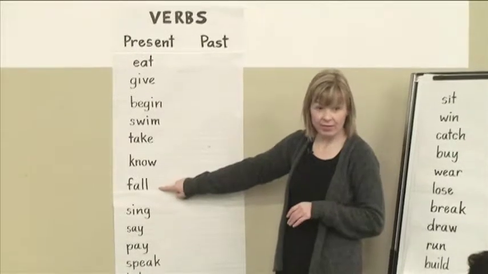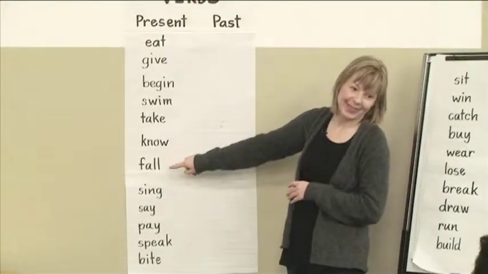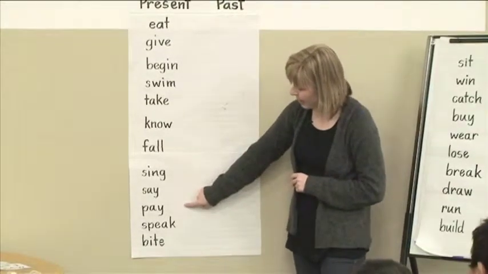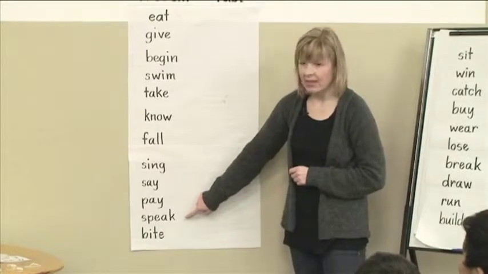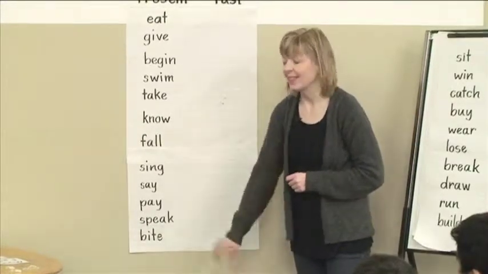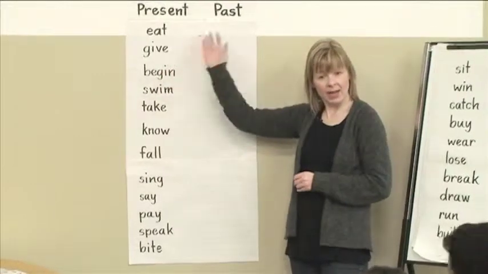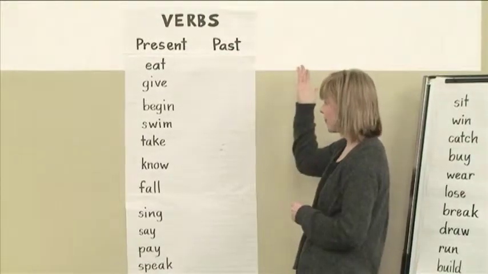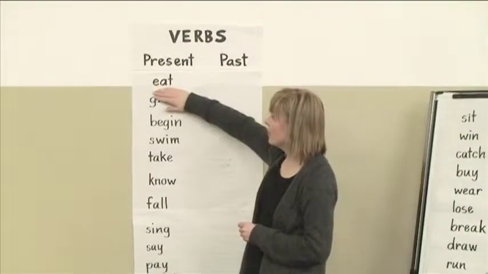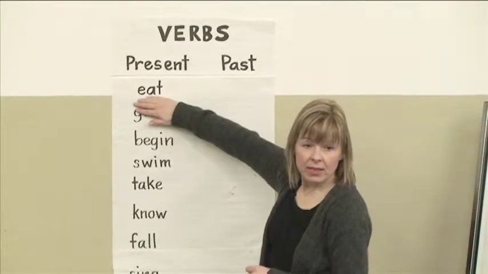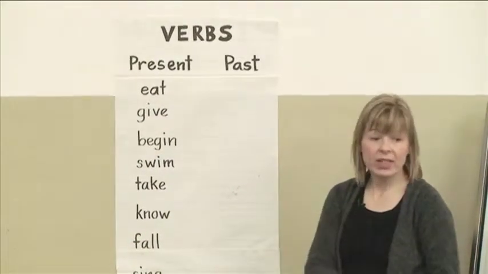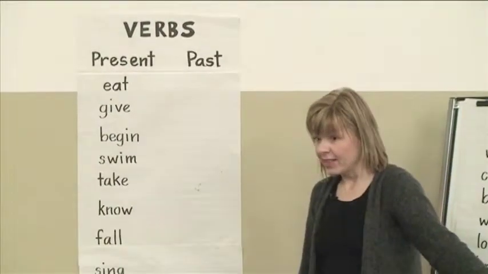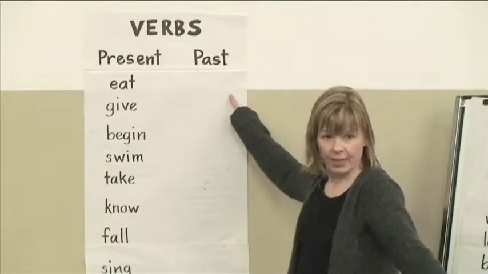Take, know, fall. Do you know how to fall? Yes, we've all fallen, right? Sing, say, pay, speak, bite. Right, bite. So when we use these in the past tense, like they've already happened, we use a different word. Instead of eat, when we talk about this morning, we say ate. Sar ate breakfast this morning. Sar ate breakfast is the past tense.